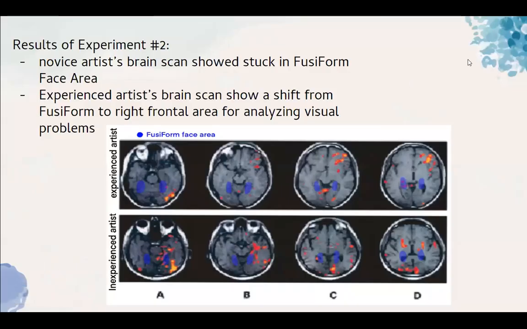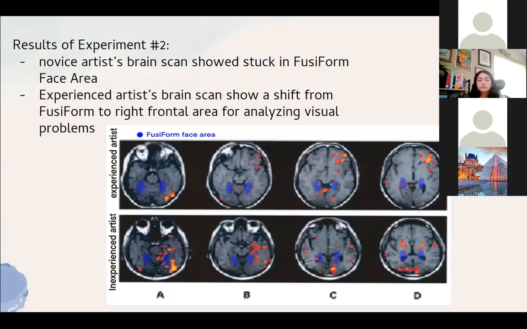So what he found was that, so these scans are of a horizontal cross section from the top. I labeled the top as experienced artist, and then the bottom was the inexperienced artist. And as you can see, A is where they were first shown the portrait that they needed to draw. And I highlighted the general area of what's called the fusiform face area, which is basically triggered when someone is looking at, for example, this portrait to recognize a face and perceive it. And so this is a very general highlight of it.